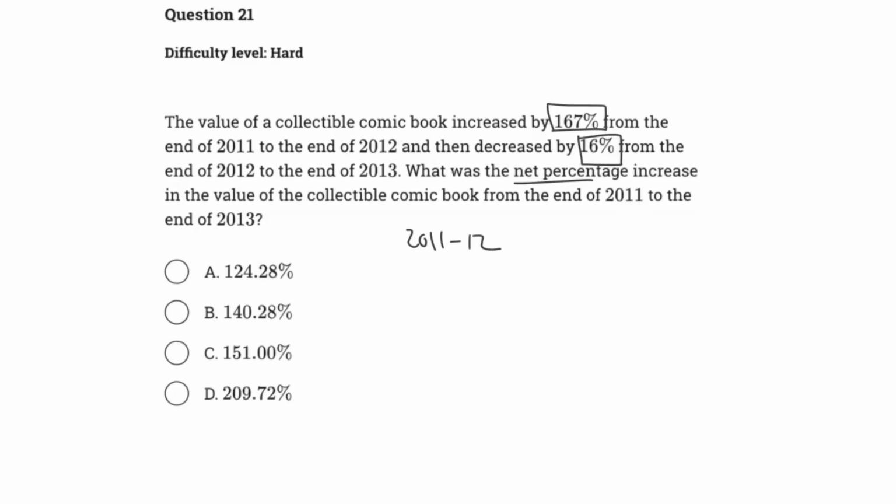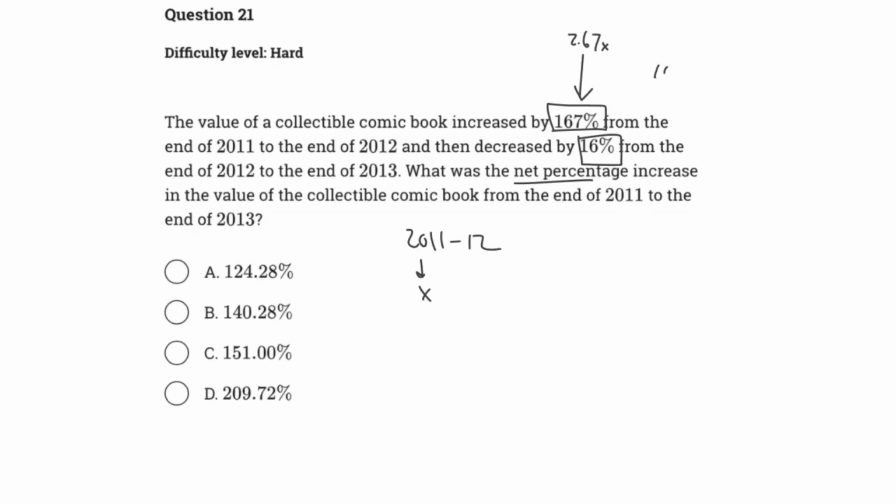from 2011 to 2012, let's just call the starting value at the end of 2011 X. And now we're going to apply an increase of 167% to get the end of 2012 value. So 167% can also be represented as 2.67 as our scale factor.